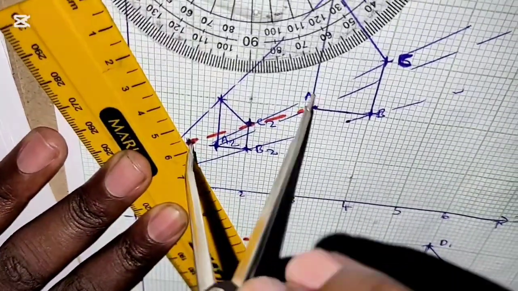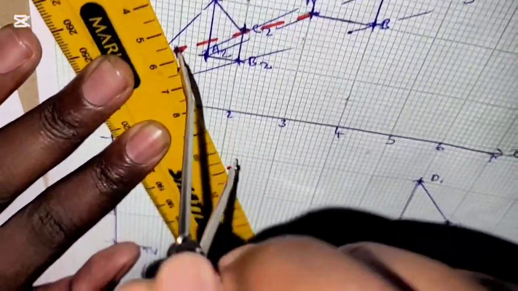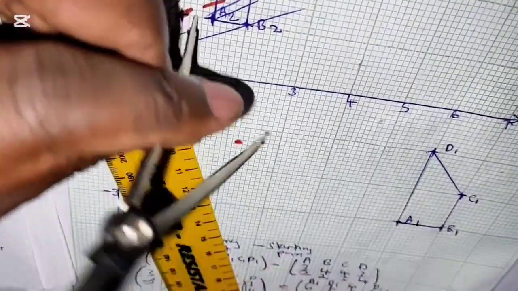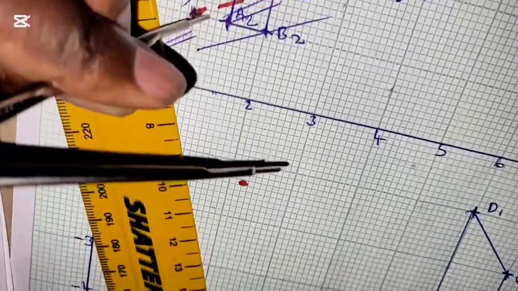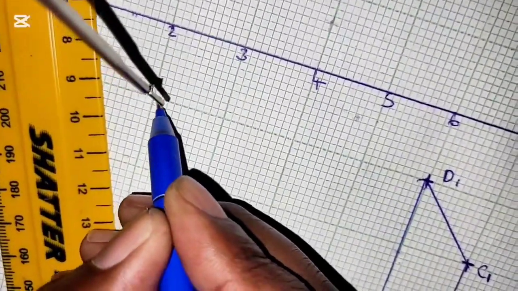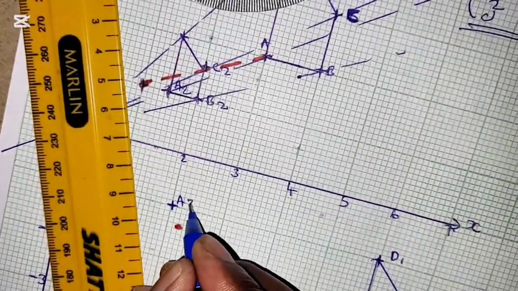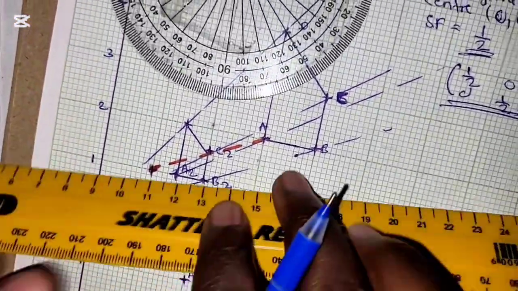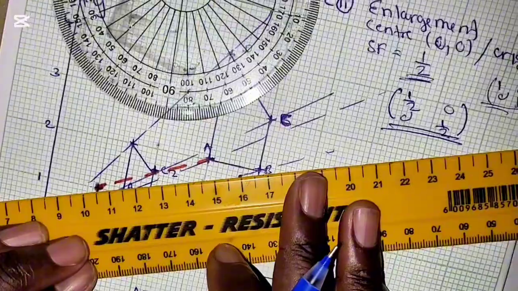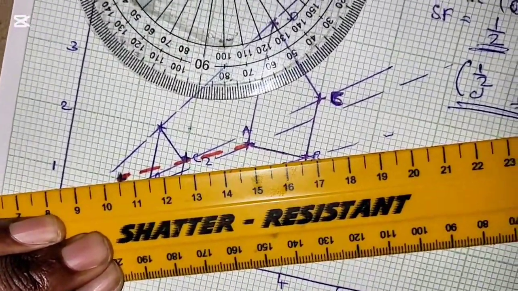Okay, so this point right here. Then I'll rotate. Okay, so automatically somewhere here. Then I mark this point and label it A3. Then I'll take another point, which is B, to this center.